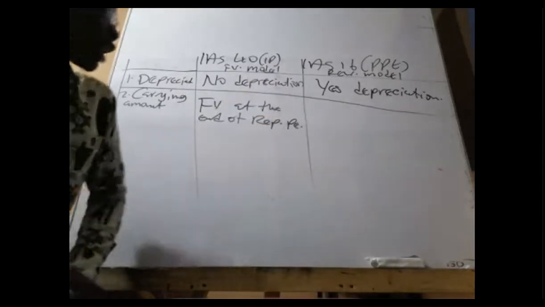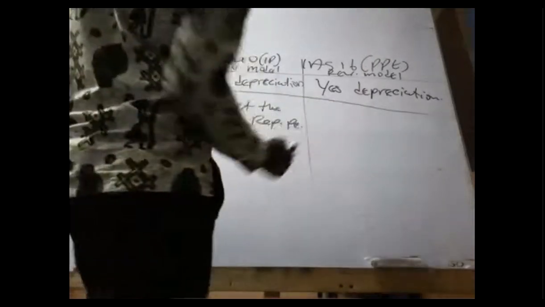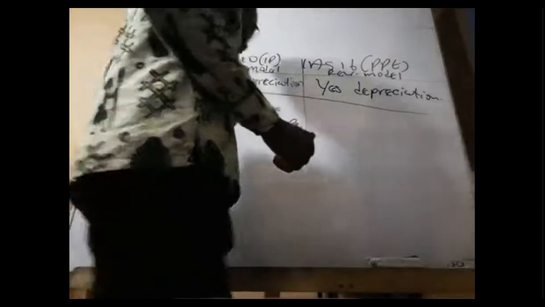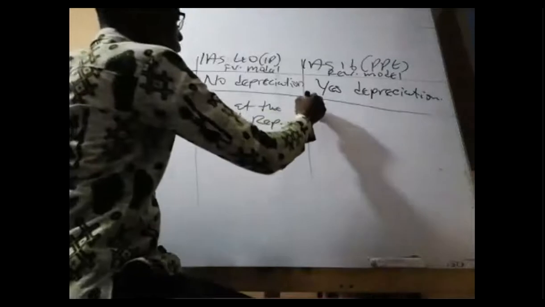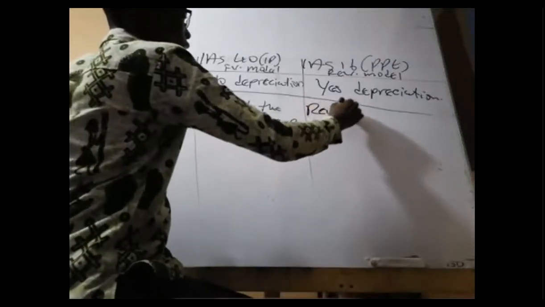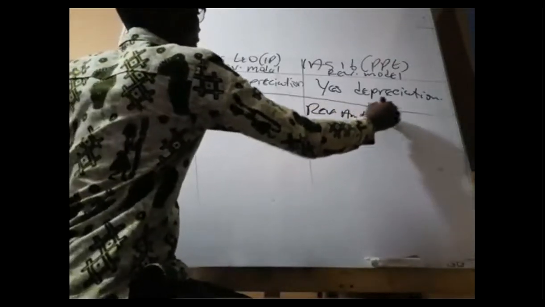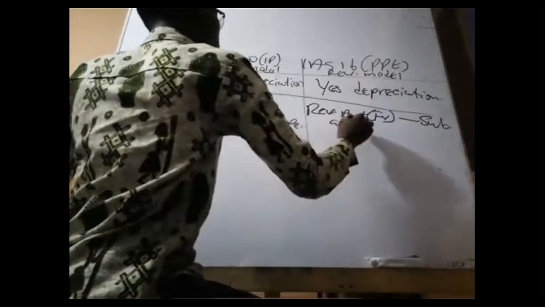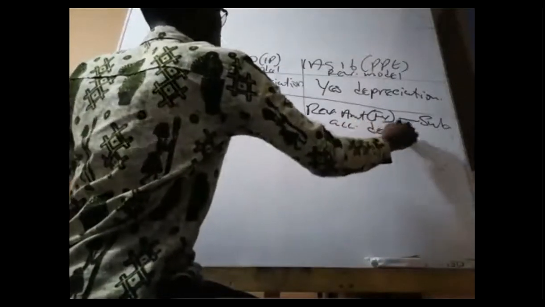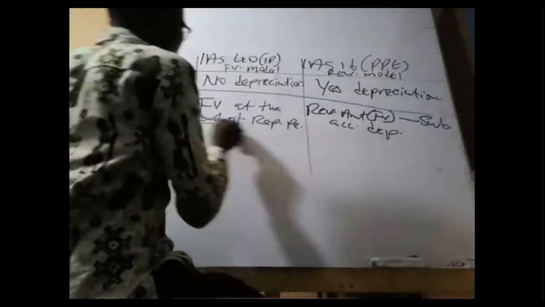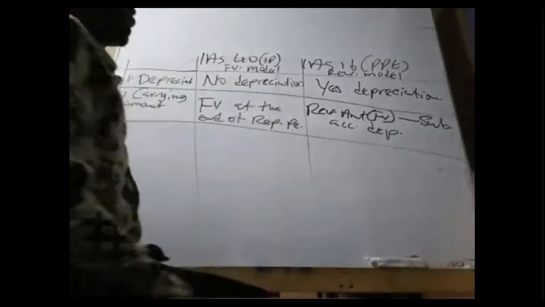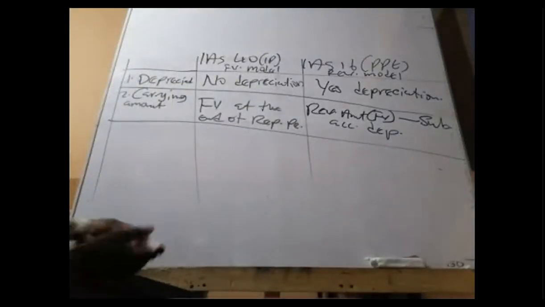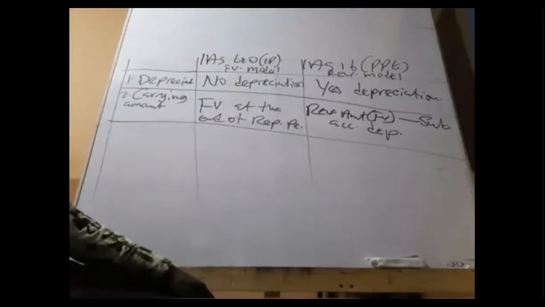What about the revaluation model? The carrying amount is equal to the revalued amount, which is the same as the fair value at the end of the period, less subsequent accumulated depreciation and subsequent accumulated impairment loss. Have you seen the difference? This is what we are looking for. Not IAS 16, not IAS 40.